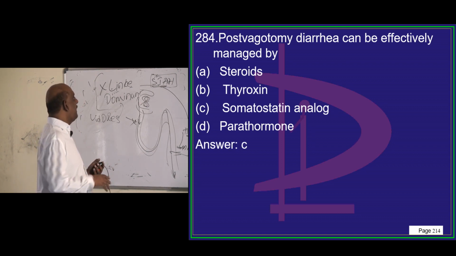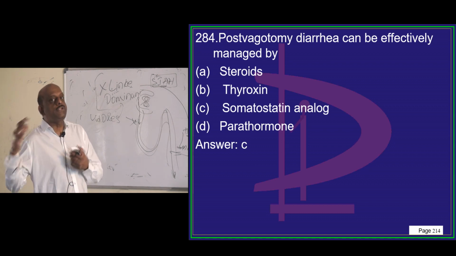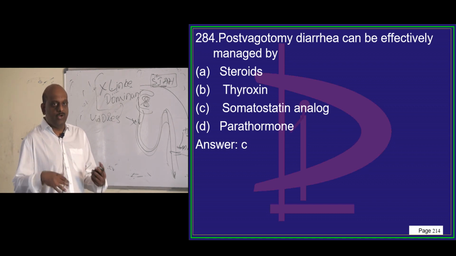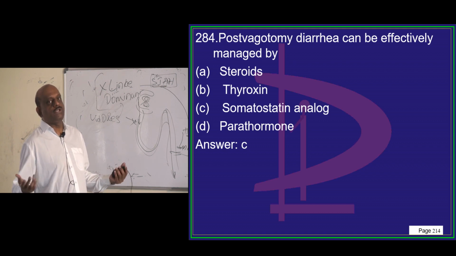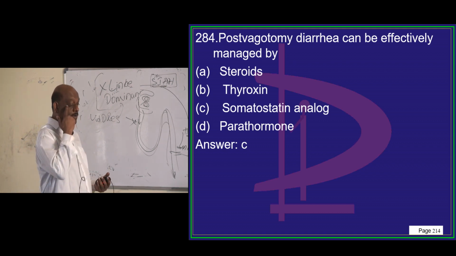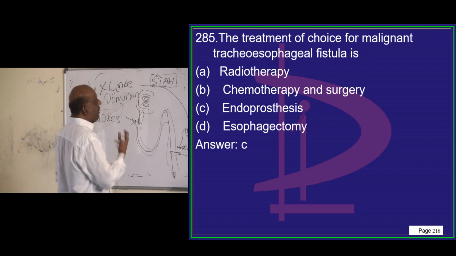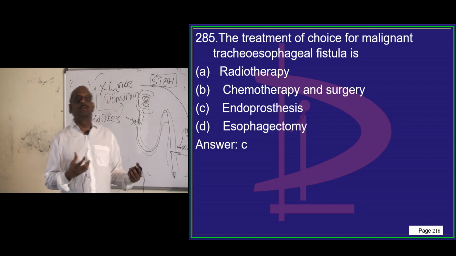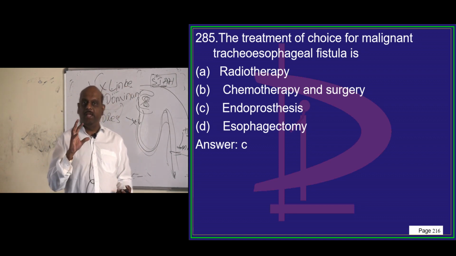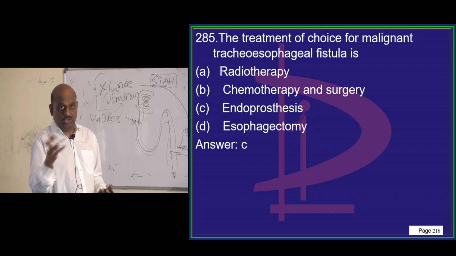Post-vagotomy, if there is diarrhea, how can you control it? You can use a somatostatin analog like octreotide in order to control it. These are the ones which are used for controlling post-vagotomy diarrhea. Malignant tracheoesophageal fistula. If there is any mediastinal malignancy, it can lead to a tracheoesophageal fistula.